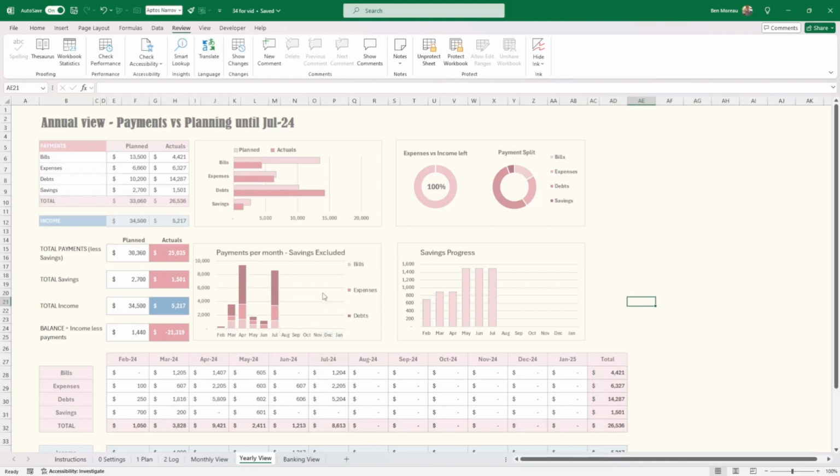Bills, expenses, and debts. So try and have those names relatively short here. I think I mentioned that in the instructions. So this gives you an idea. It's a bit all over the place here.